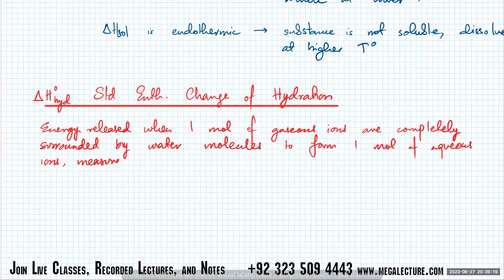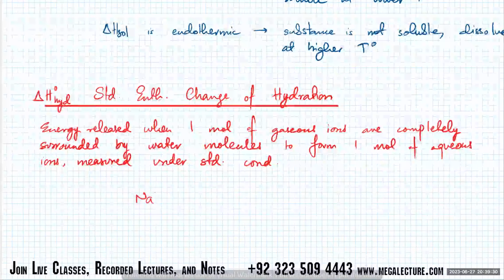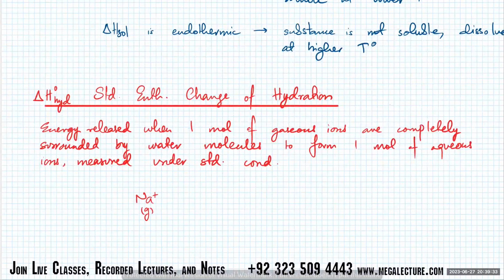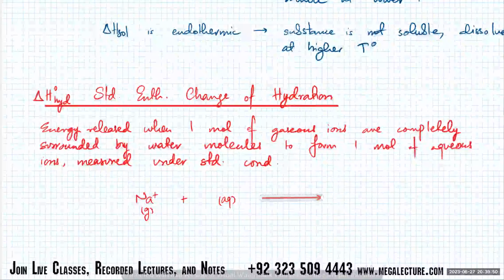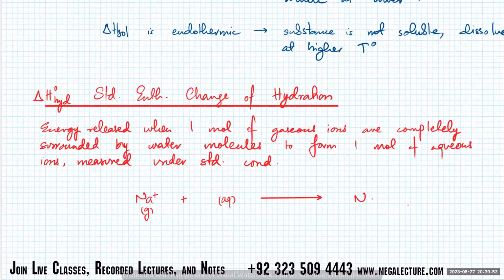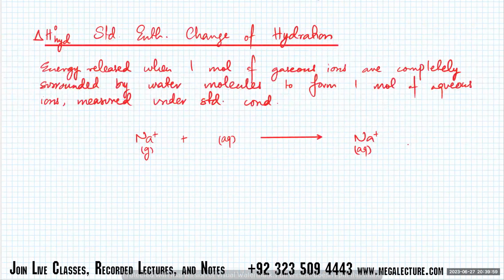Measured under standard conditions. यानी simply ये कि you've got a gaseous ion, so it's an ion that's not bonded to anything. It's just a standalone. ठीक है, अकेला एक ion है, freely moving around. ठीक है, there's nothing attached to it, and all of a sudden it is dissolved in water. And when you dissolve it in water, it gets completely surrounded by water molecules, and it becomes an aqueous ion. Okay, so it could be any ion.